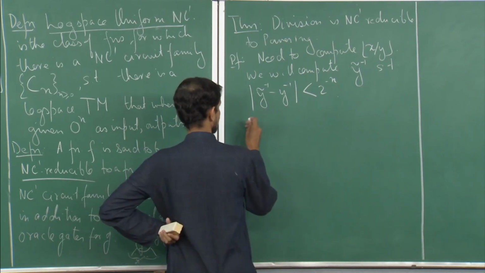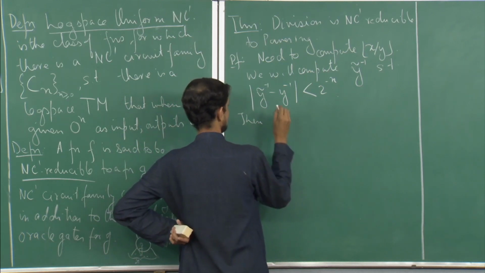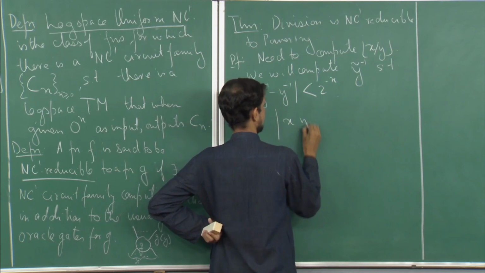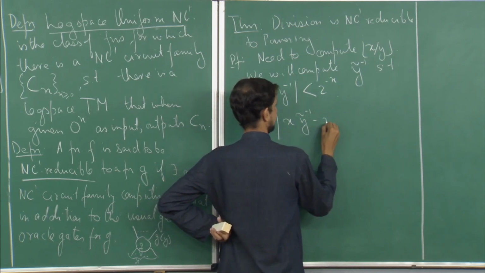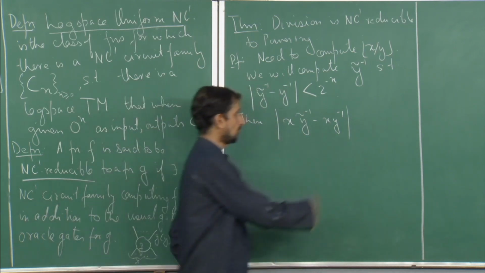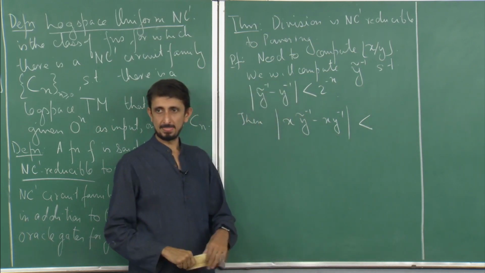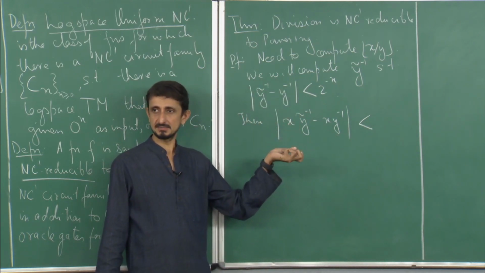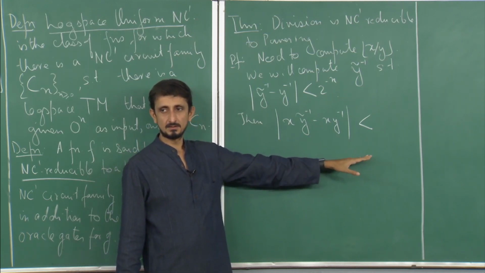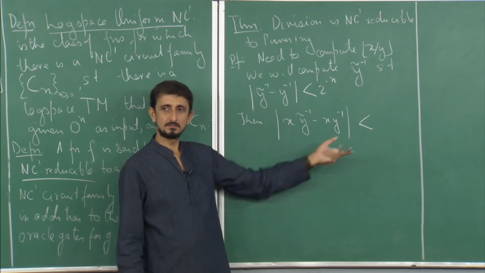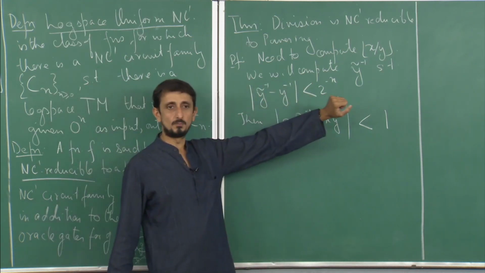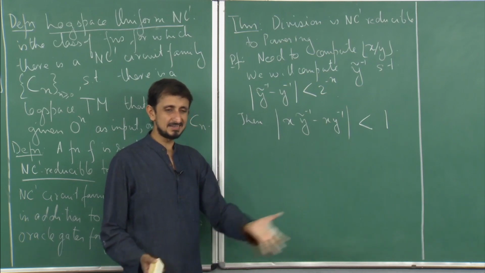So, then let me write this. x y tilde inverse minus x y inverse. This is what I want, and this is what I will be computing. What will be the difference between these two? Multiplying this with x, how large is x? x is 2 to the power n. How large is this quantity? It is less than 1, 2 to the power minus n into 2 to the power n. So, this quantity is less than 1, meaning it is small.